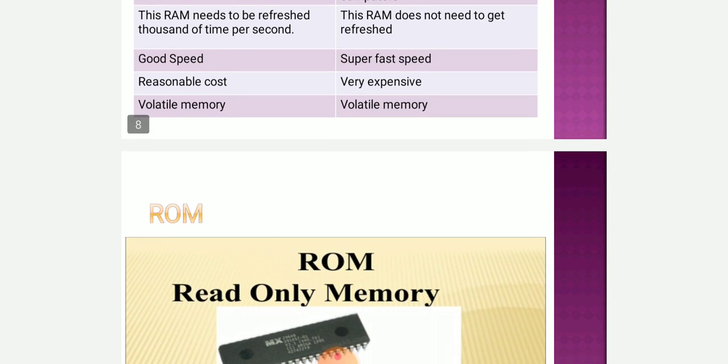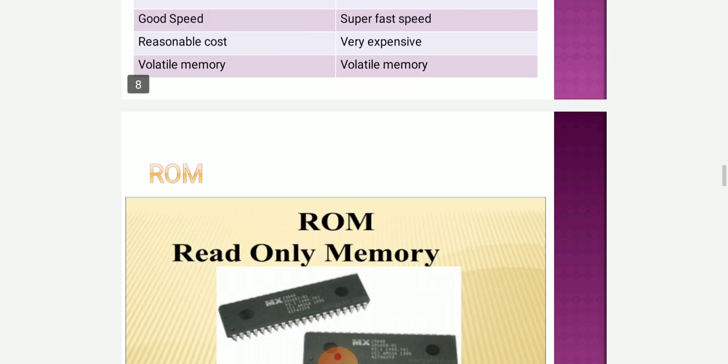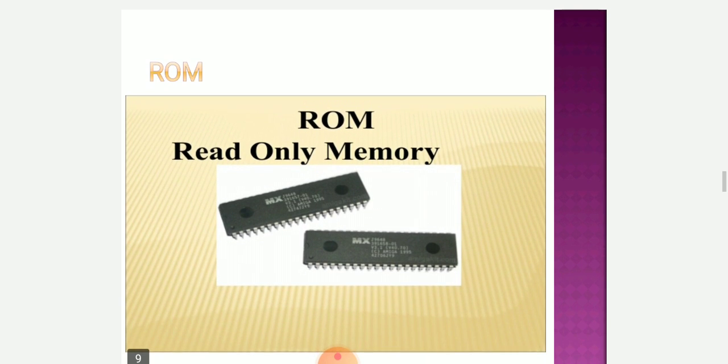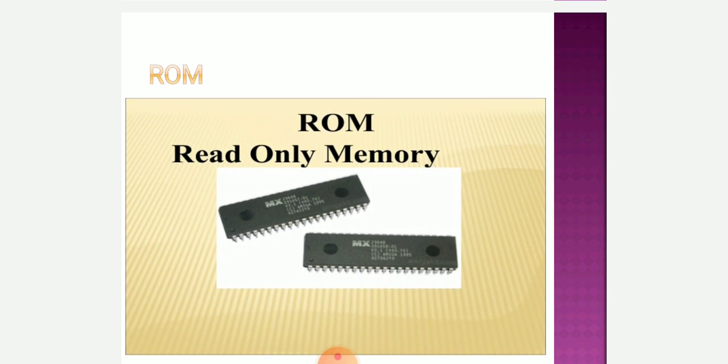And dynamic RAM is called volatile memory, and static RAM is also called volatile memory. Why are they both called volatile memory? Because RAM is volatile memory, and static and dynamic are both parts of RAM. So that's the reason both are called volatile memory. Now we move to our today's topic, ROM. Here I was just explaining the previous lecture, and now I am starting today's topic, ROM.